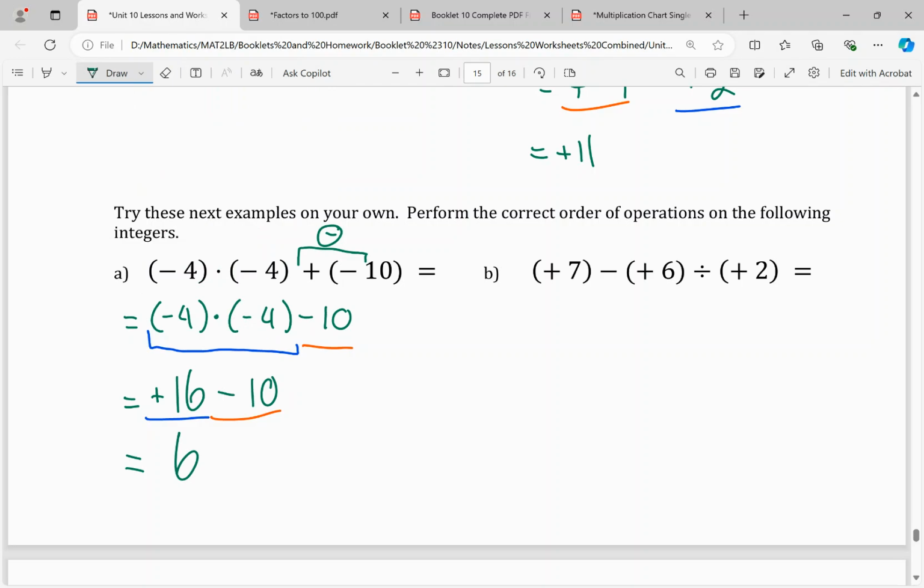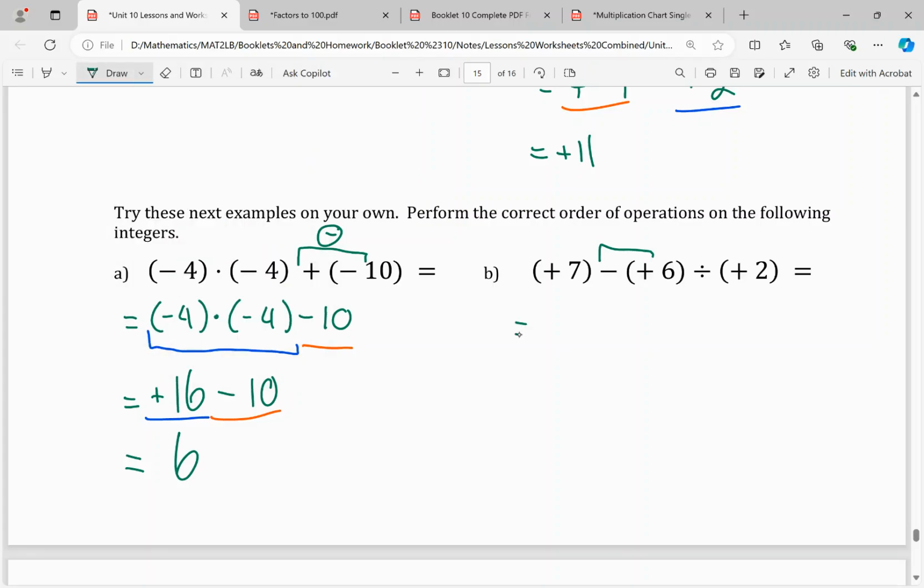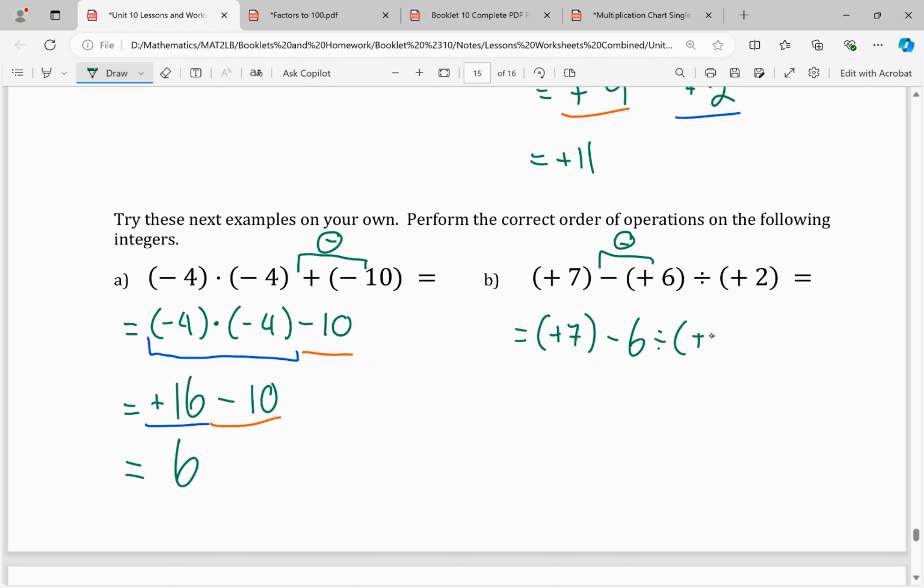Okay, let's handle this last problem, right? First thing that I'm going to do is combine those adjacent signs, rewriting this as positive 7. Now, a negative and a positive make a negative, so that's positive 7 minus 6 divided by positive 2. It's a weird looking 2. I'm not going to change it.